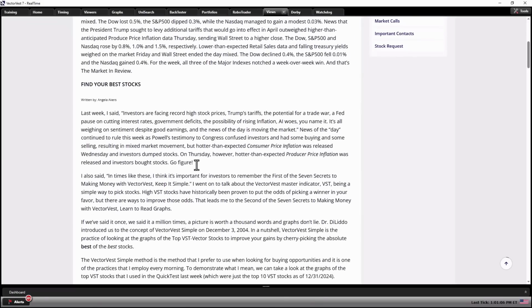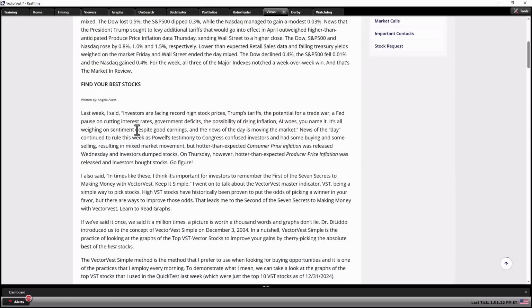Because she talked about VectorVest simple, keeping it simple, choosing high VST stocks, moving in the direction of the market with no resistance, high rising EPS. So this is essentially how we found the example that I'm going to walk you through tonight.